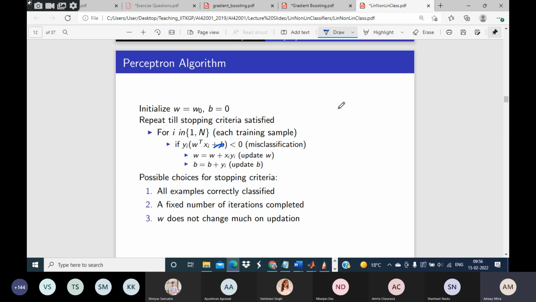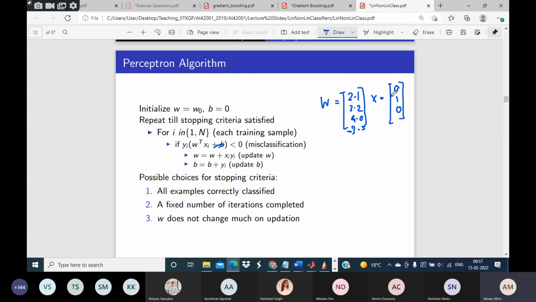So at any given stage, let us say w is 2.1, 3.2, 4.0, and the extra intercept term, let us say -3.5. And let us say you have come across x, which is, let us say, 0, 1, 0. Yeah, this is your feature vector.